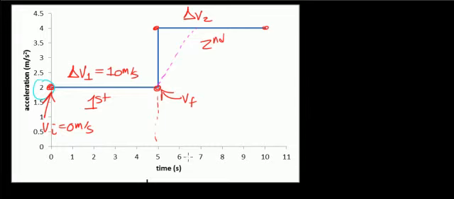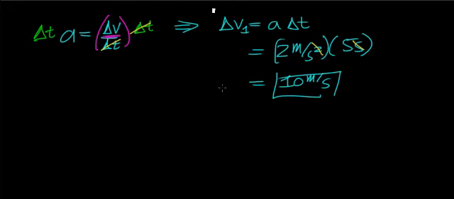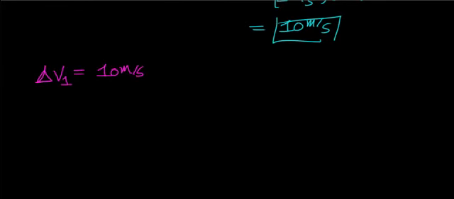To do that, you go straight back to the definition of what a change in velocity is. We've calculated that our change in velocity over the first interval of time is going to be 10 meters per second. A change in velocity is really just the final velocity minus the initial velocity, so delta v is just going to be v final minus v initial. That's the definition of a change in velocity, and it's going to be equal to 10 meters per second.